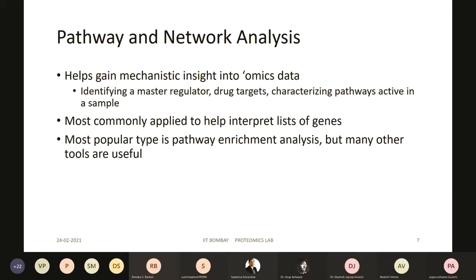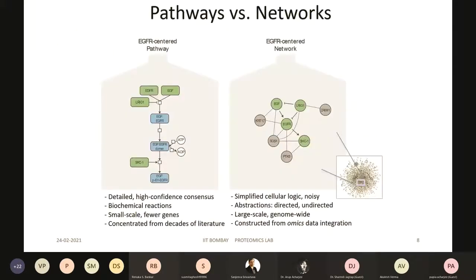Just before we begin, there is a small difference between pathway analysis and network analysis. Pathways are always very detailed, high confidence and consensus data sets. They include biochemical reactions. They are a bit small scale, so there are fewer genes, and the information is taken from literature. These are very robust data sets. Whereas network analyses are more AI driven, so there is lots of abstraction, it's noisy, and obviously it's constructed from omics data integration. So just remember that there's a basic difference between pathway enrichment studies and network analysis studies.